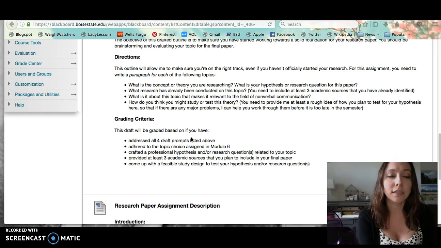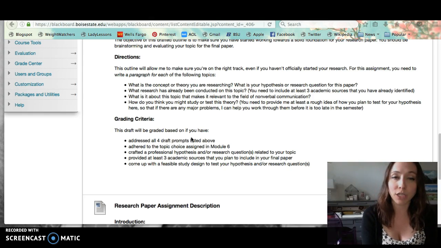And then finally, the last element is kind of how you think you might study this or test your hypothesis. So you don't have to have the study completed by any means. I just need a rough idea of how it is that you plan to go out and conduct this research, so that if it's not feasible, I can sort of redirect you or help you in that way, so that everybody is on the same page.